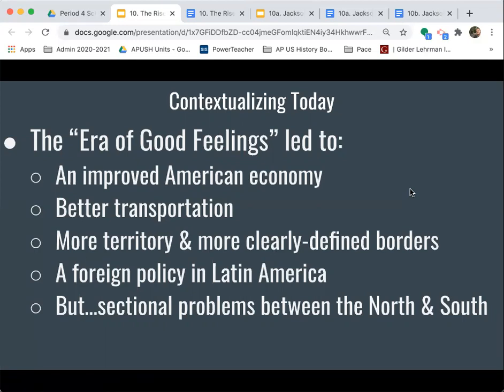But the Era of Good Feelings is breeding some sectional problems between North and South, which we'll talk about deeply in our live session this week, as well as some political problems between those who advocate, again, here we are, same issue, I told you the first time that came up, it would come up all year, those who advocate for a stronger national government and those who prefer a more limited national government with more rights reserved for the states. So that's kind of our contextualization.